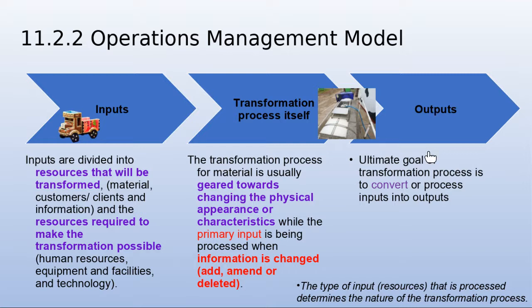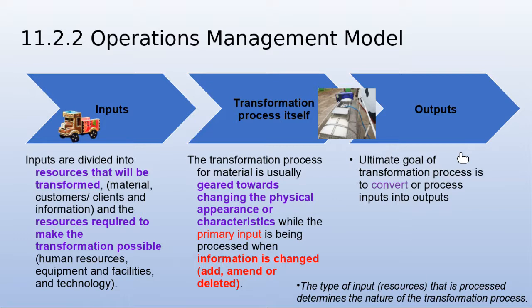Then the last one is the outputs. So what happens with output? This is where the transformation process converts the input into an output. So the output is the finished product. This is the product that we are going to sell inside of Pick n Pay and Checkers.